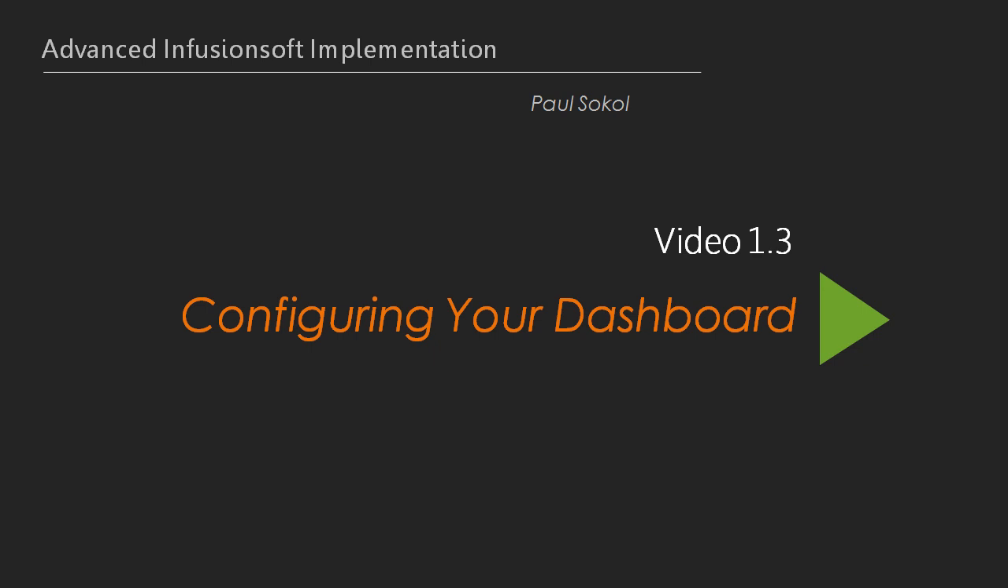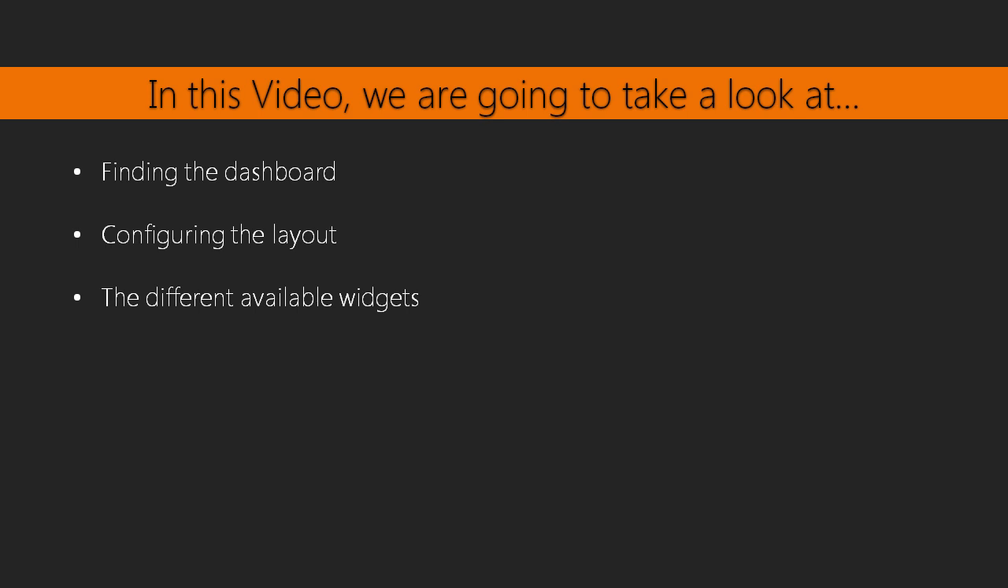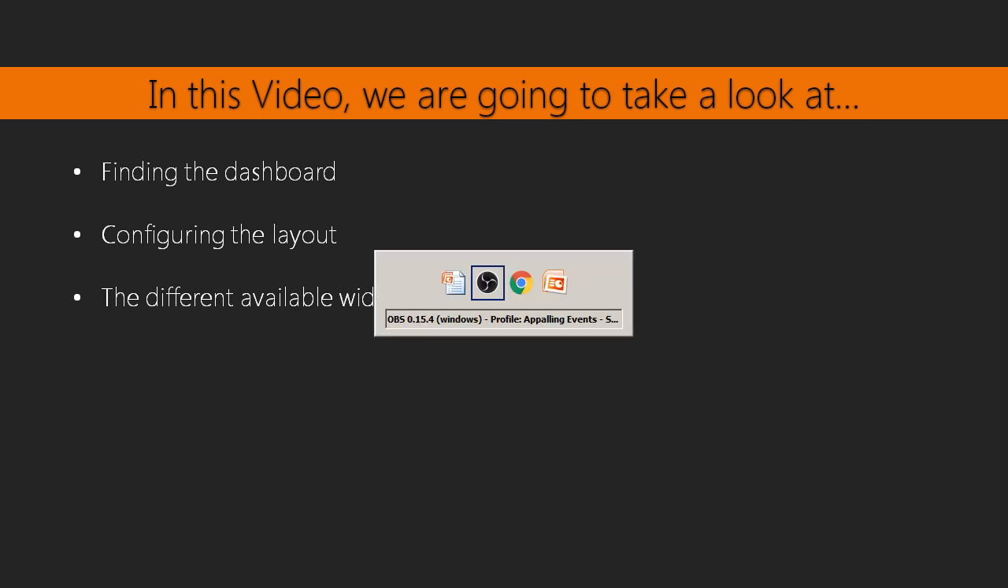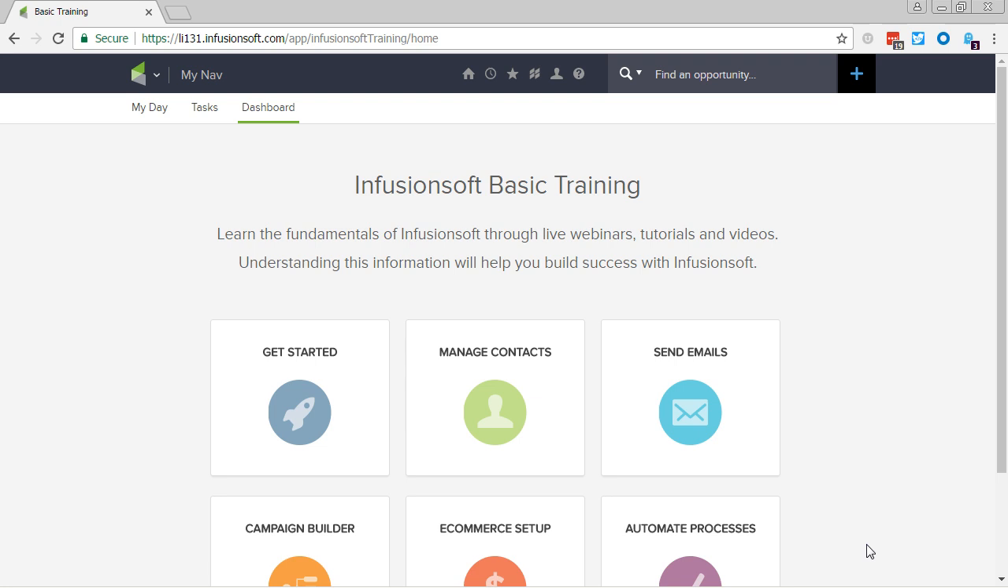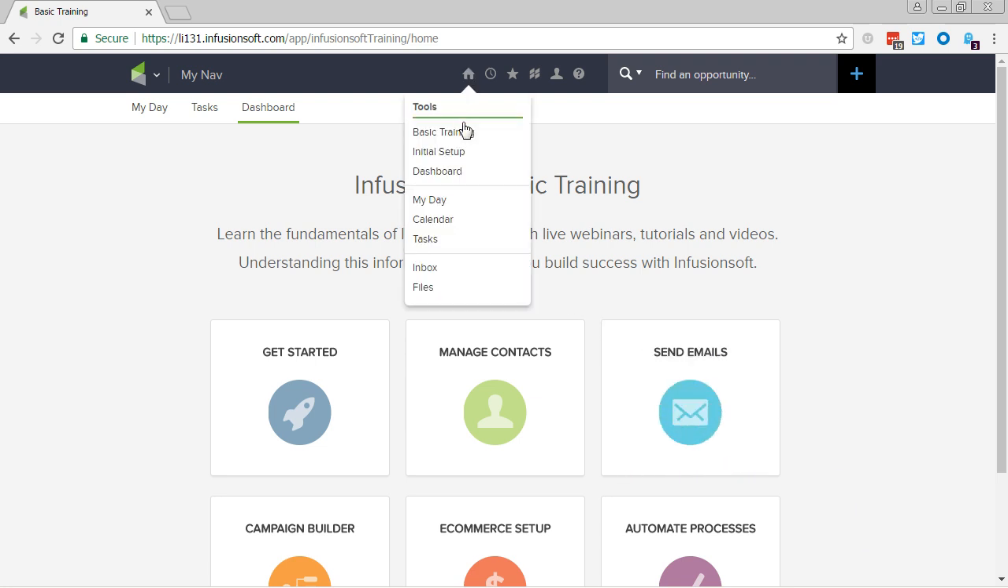So since every business is different, in this video we're going to cover the different functionality available to set up and organize our dashboard. So we're going to review where to find your dashboard, looking at the different layouts available, and then all the different widgets that we have. So when you're inside Infusionsoft, to get to your dashboard, you're going to want to hover over the home symbol and click on Dashboard.